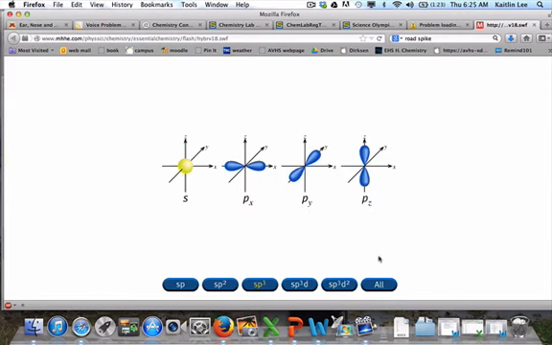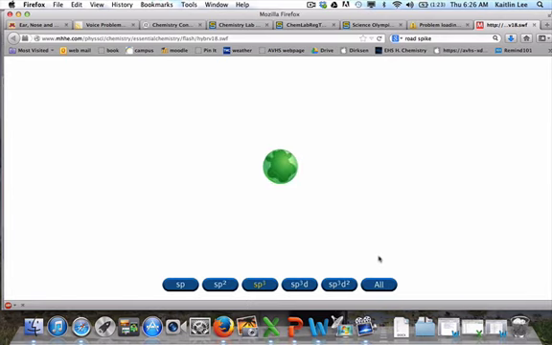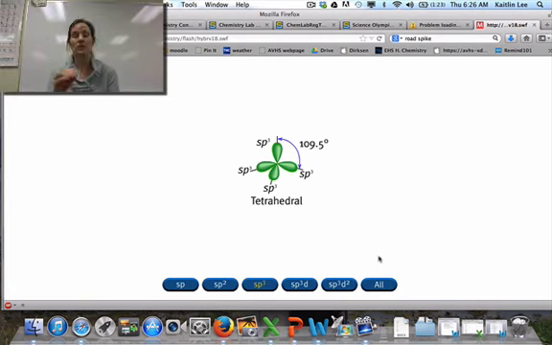Let's look at sp3. Mixing an s orbital with the three p orbitals generates four equivalent sp3 hybrid orbitals. Note that the number of hybrid orbitals produced is equal to the number of atomic orbitals that are hybridized. The set of sp3 hybrid orbitals has a tetrahedral arrangement. The angles between the orbitals are 109.5 degrees. So when you have a tetrahedral shape, that's because you have sp3 hybridization. You have an s and three p orbitals all coming together, mixing up, and creating four equal orbitals where your bonding electrons reside.